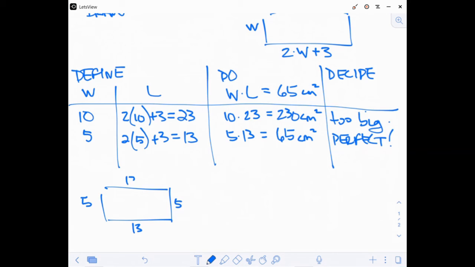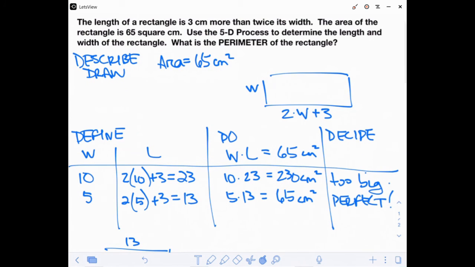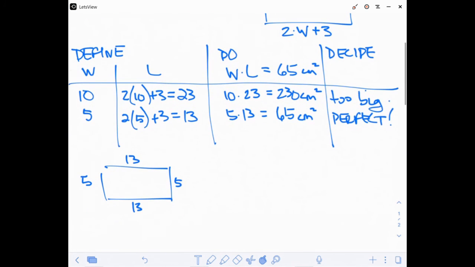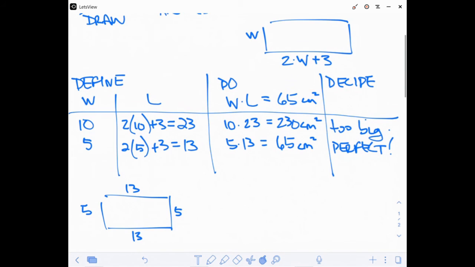The question said find the width and length. I got that. But if I go back to the problem, it asked what's the perimeter of the rectangle? So I've got to find the perimeter of the rectangle. So for the perimeter, I just add up all the sides. Perimeter equals 5 plus 5 plus 13 plus 13. So the perimeter equals 36 centimeters.